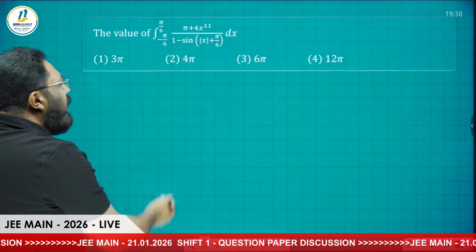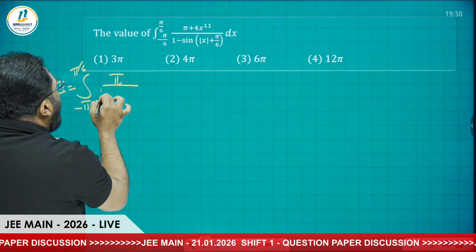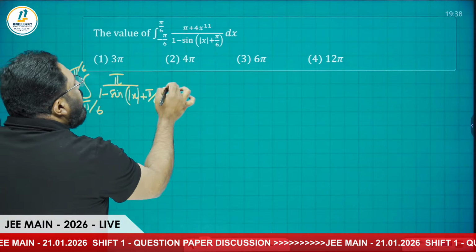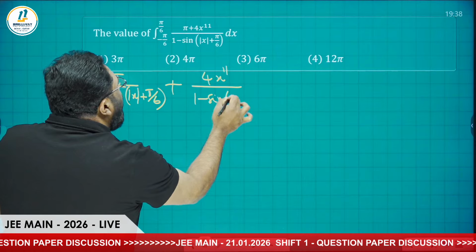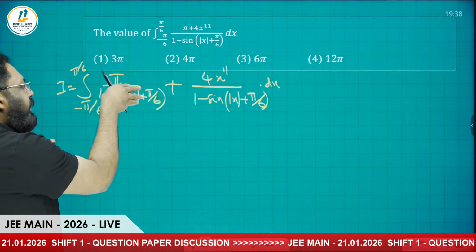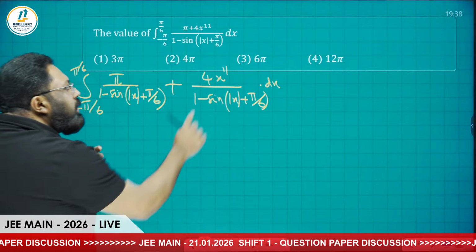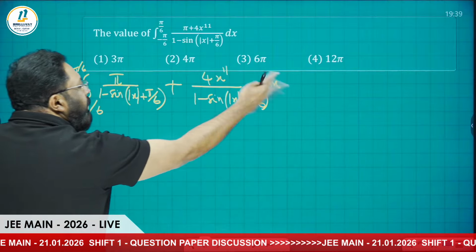It's better you can divide this into 2 parts. So you can write this I as the integral from minus pi by 6 to plus pi by 6. The first one is pi divided by 1 minus sine of mod x plus pi by 6. And the next one is 4x raised to 11 divided by 1 minus sine of mod x plus pi by 6. It is no confusion that this is an even function because it's modulus. So positive or negative, x is always going to remain positive. It's an even function. But this is an odd function because x raised to 11 is an odd function. So what happens is if you apply the property, this term will completely become 0.